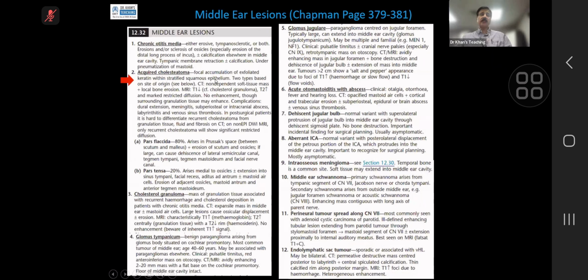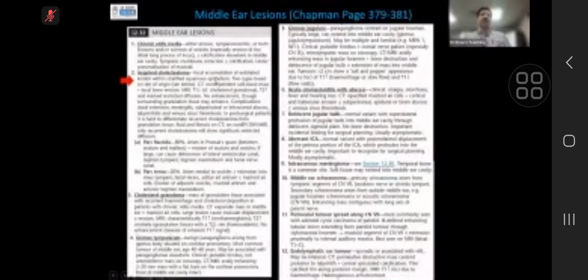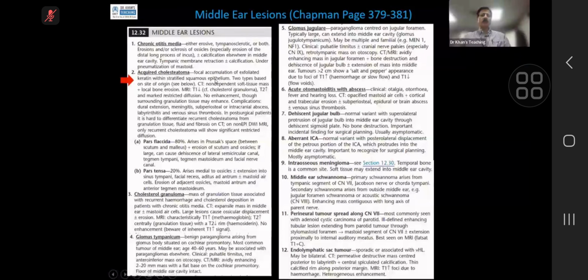Actually, you remember in CNS, we have done epidermoids. Now, histologically speaking, epidermoid is the same thing as cholesteatoma. The only thing is that when it is within the intracranial cavity, in the cisterns, we call it an epidermoid. But in the temporal bone, we call it a cholesteatoma. We have made life uneasy, difficult for ourselves. But remember that it will show restricted diffusion.